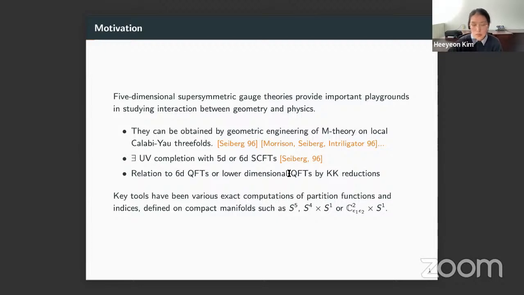Also, these theories provide a very important tool to study six-dimensional Lagrangian or non-Lagrangian quantum field theories, or three or four dimensional quantum field theories by Kaluza-Klein reductions. There are various ways to study those five dimensional supersymmetric gauge theories, but one of the key tools has been various exact computations of partition functions or supersymmetric indices defined on complex spaces, such as S5, or on S4 times S1, or even C2 times S1 with some omega deformation.